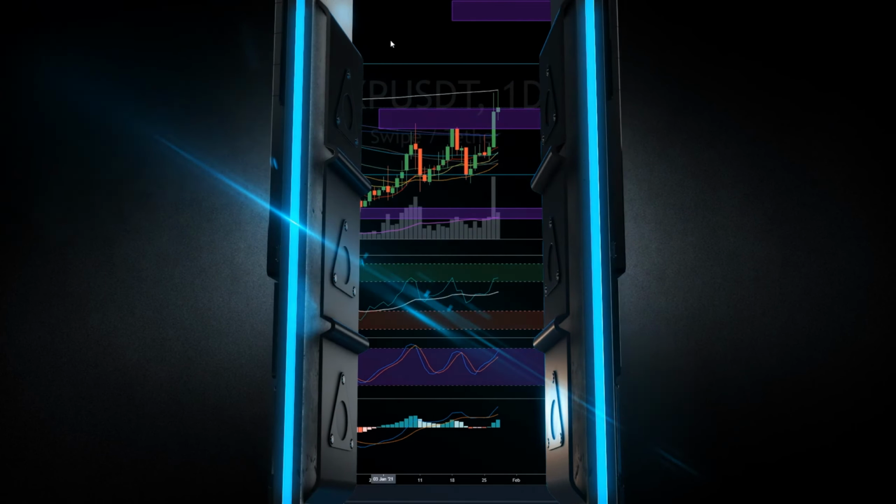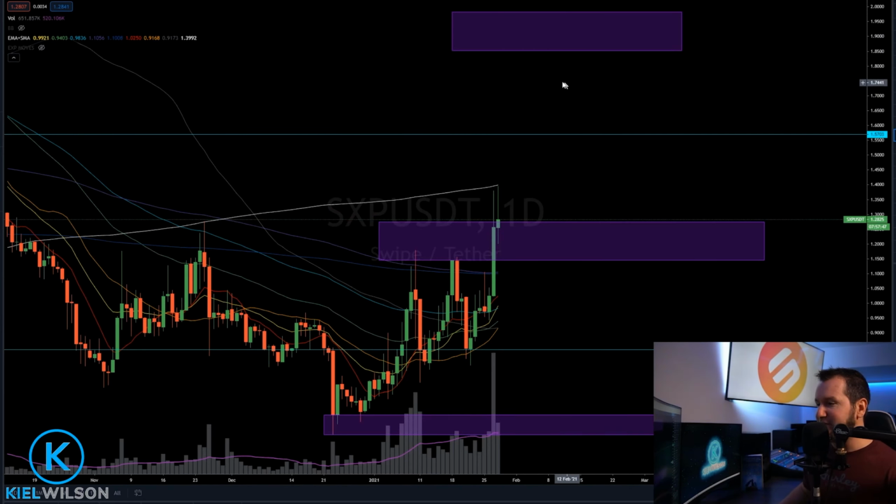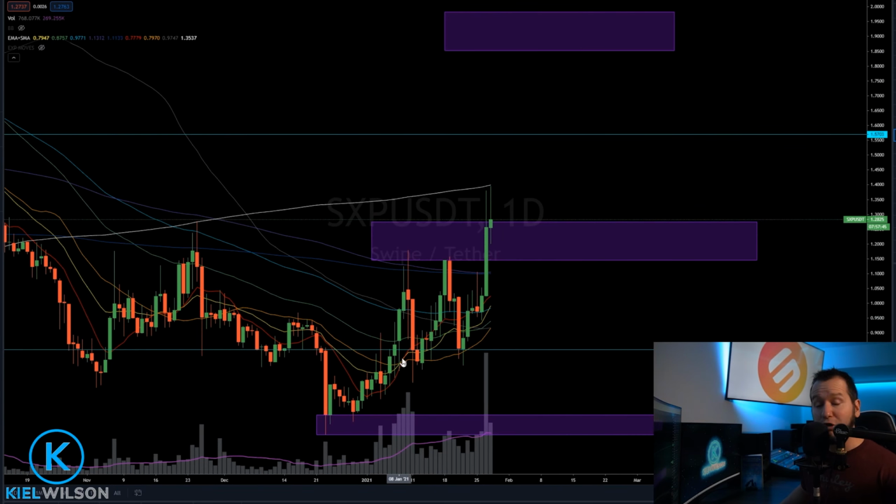Swipe USDT on the daily. So toggling into the price action here, I see that Swipe has been making some good moves to the upside. And it's nice to see that coming in on strong volume down below, as the volume gets above the moving average as well as engulfing the last several days of volume.